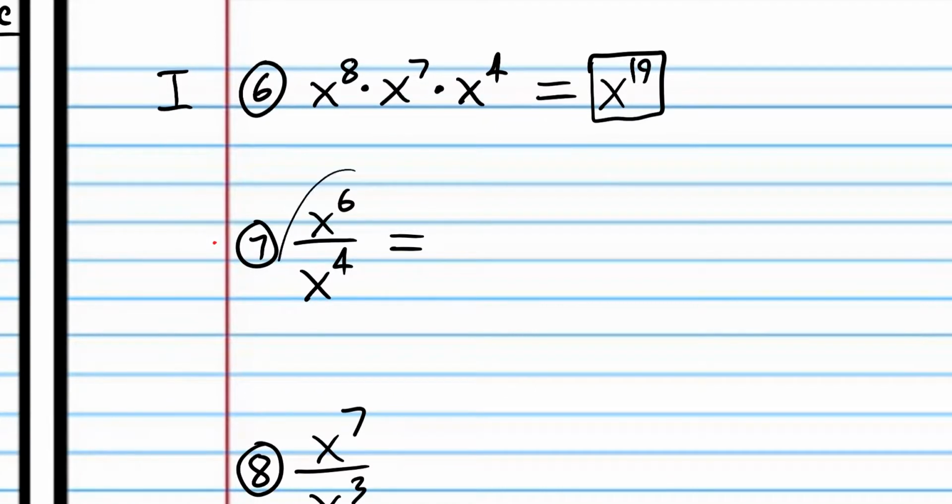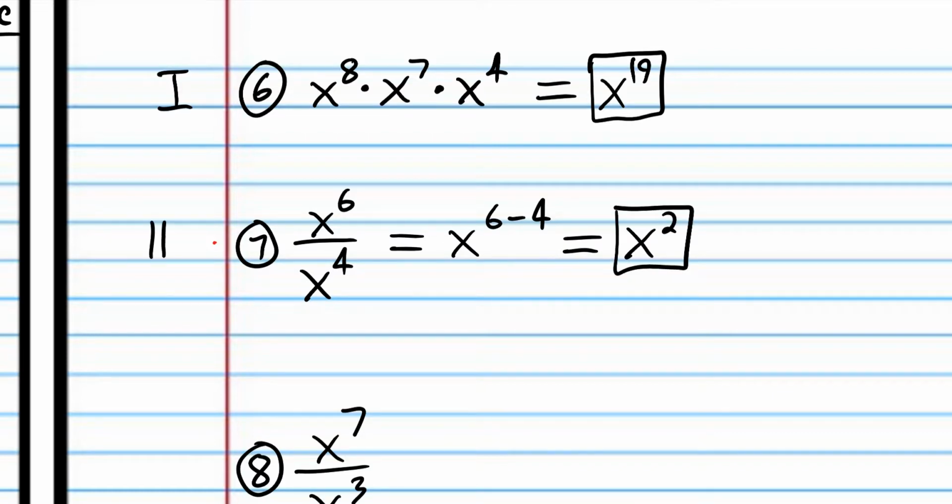So now we're dividing powers. We're taking this power here and we're dividing this power. And so in that case, we just subtract. We learned this in my pre-algebra course also. So that would just be x squared. And that is rule number 2.